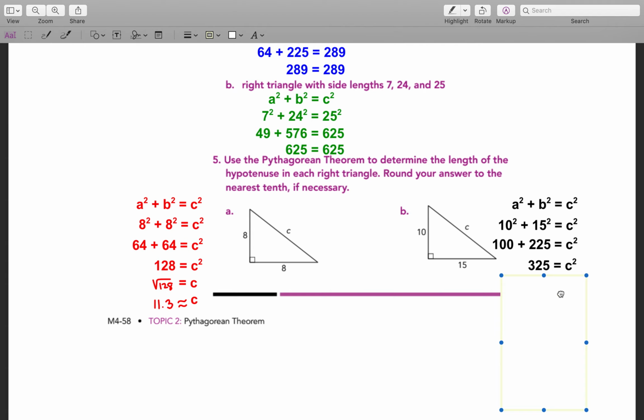of both sides. So you get the square root of 325, plug it in the calculator, you get 18.0, or 18, but it says to round it to the nearest tenth, so I just added a 0, okay? So it's 18.0.